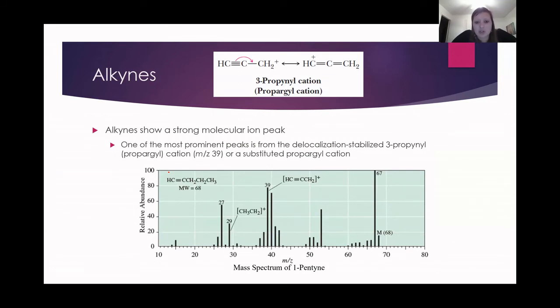Alkynes show a strong molecular ion peak. So for, let's see, 1-pentyne, we have a base peak at 67 and a molecular ion peak at 68. This undergoes some rearrangement to give us this major peak at 39, as you can see in the propyl cation at the top of this screen.